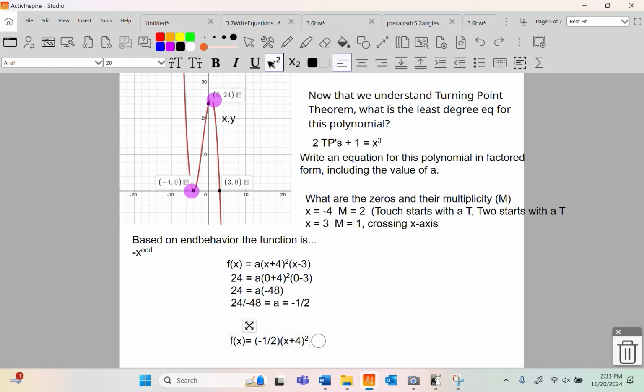Order of the factors doesn't really matter. I don't remember how much time I had when I made this test. I probably put x minus 3 first. Usually you put factors in increasing order, but who knows? Doesn't really matter. All right.